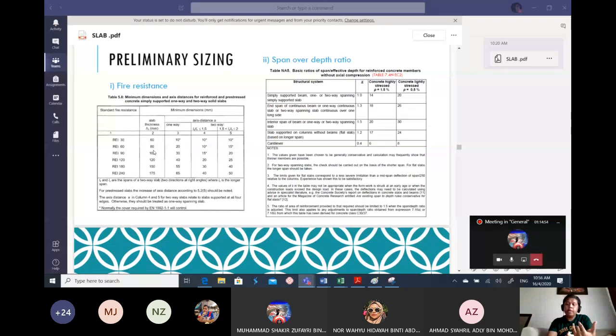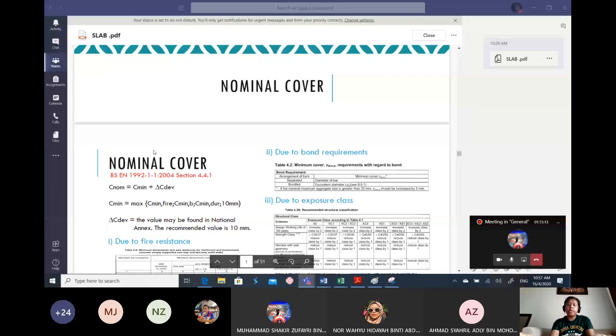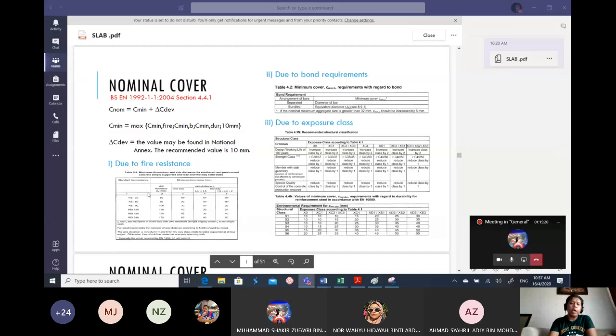Jangan kamu provide 180, 190, 195, 172, ha, jangan. Okay, so 100, saya ulang sekali, 110, 125, 150, 175 and also 200. Okay, on the nominal cover. Okay, so nominal cover same, okay, as what we have done before, except due to the fire resistance, we have to refer to table this one.